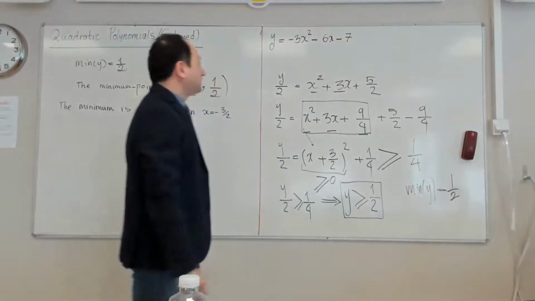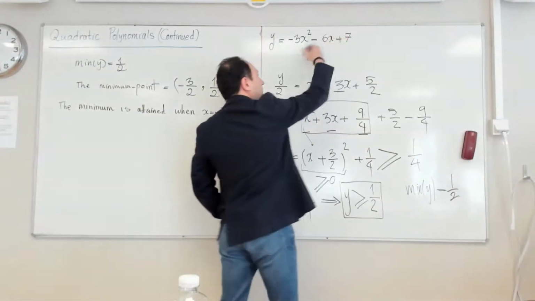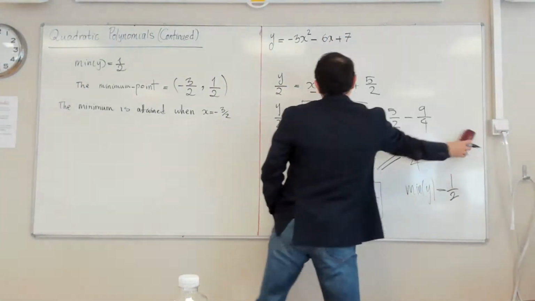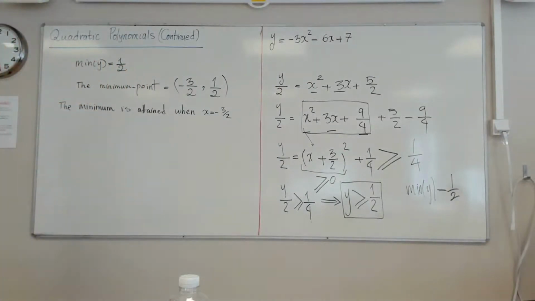So this is probably the worst possible case. We can make one of them positive. I don't know, you can play around, it doesn't matter. Okay, so minus 3x squared minus 6x plus 7.